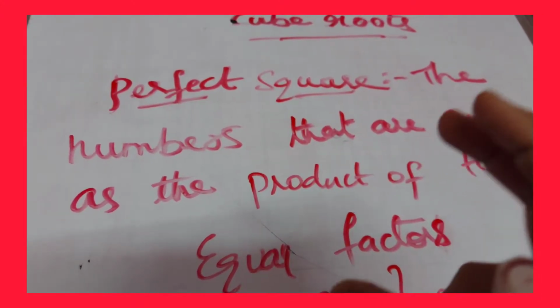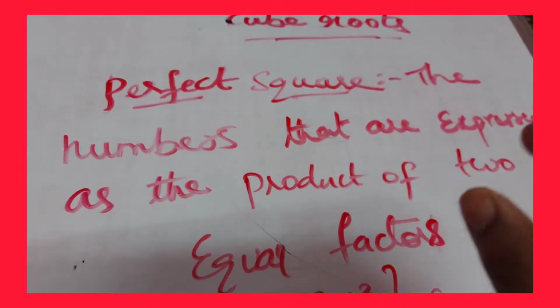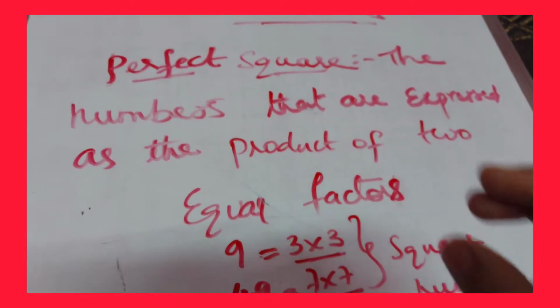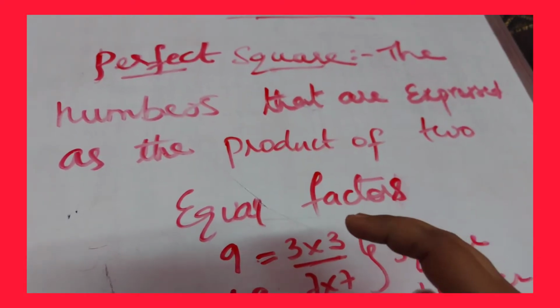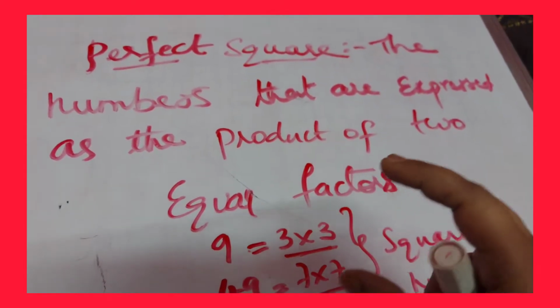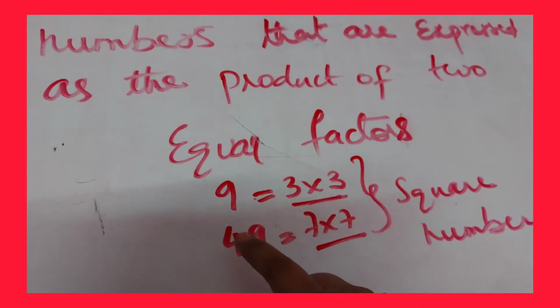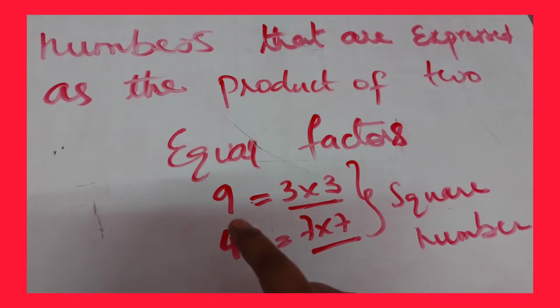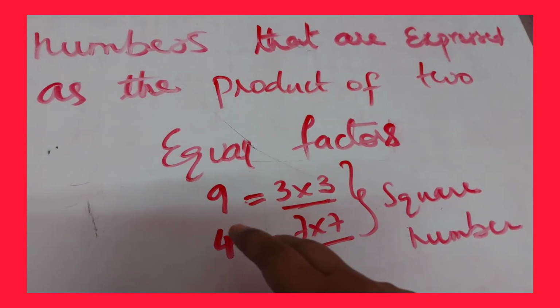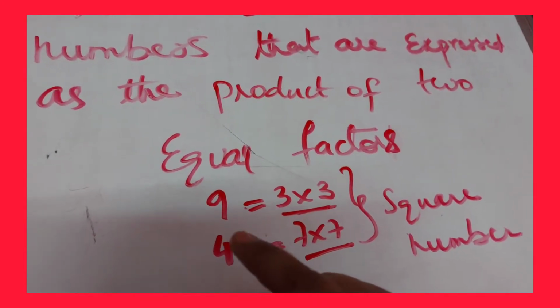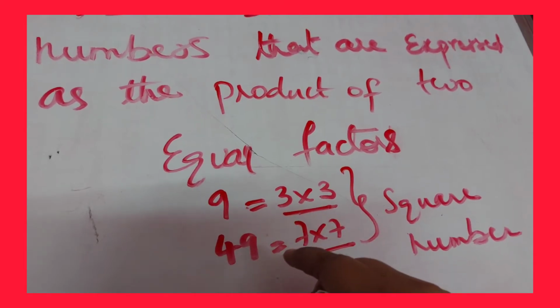You might have observed that numbers are expressed as the product of equal factors. Some numbers can be expressed as the product of two equal factors. Example, I am taking here 9. We can write this 9 as 3 3s are 9. And one more example, I am taking here 49. We can write this 49 as 7 into 7.